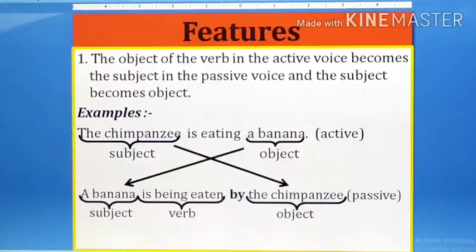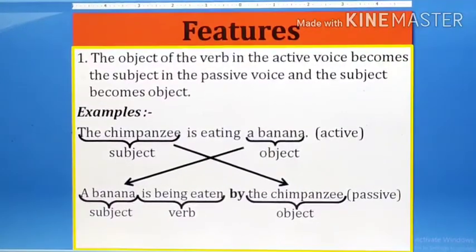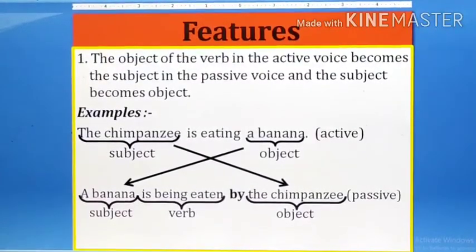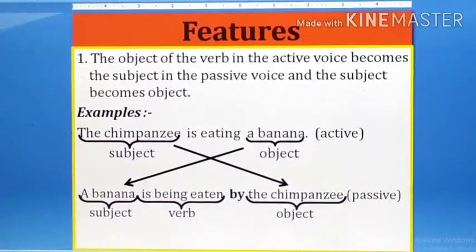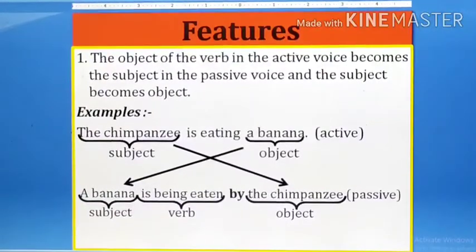Now I have made this clear here through examples and pictures. See, the chimpanzee is eating a banana, that is active, and when it is formed in the passive, see how the banana has come in the place of the subject and the chimpanzee in the place of the object. "By" is very important in the passive voice, we have added it here. And "is eating" is changed into "is being eaten." This is the formula that we will discuss in the next video, how we change the continuous tense from active to passive, and some formulas are there, we will discuss these.